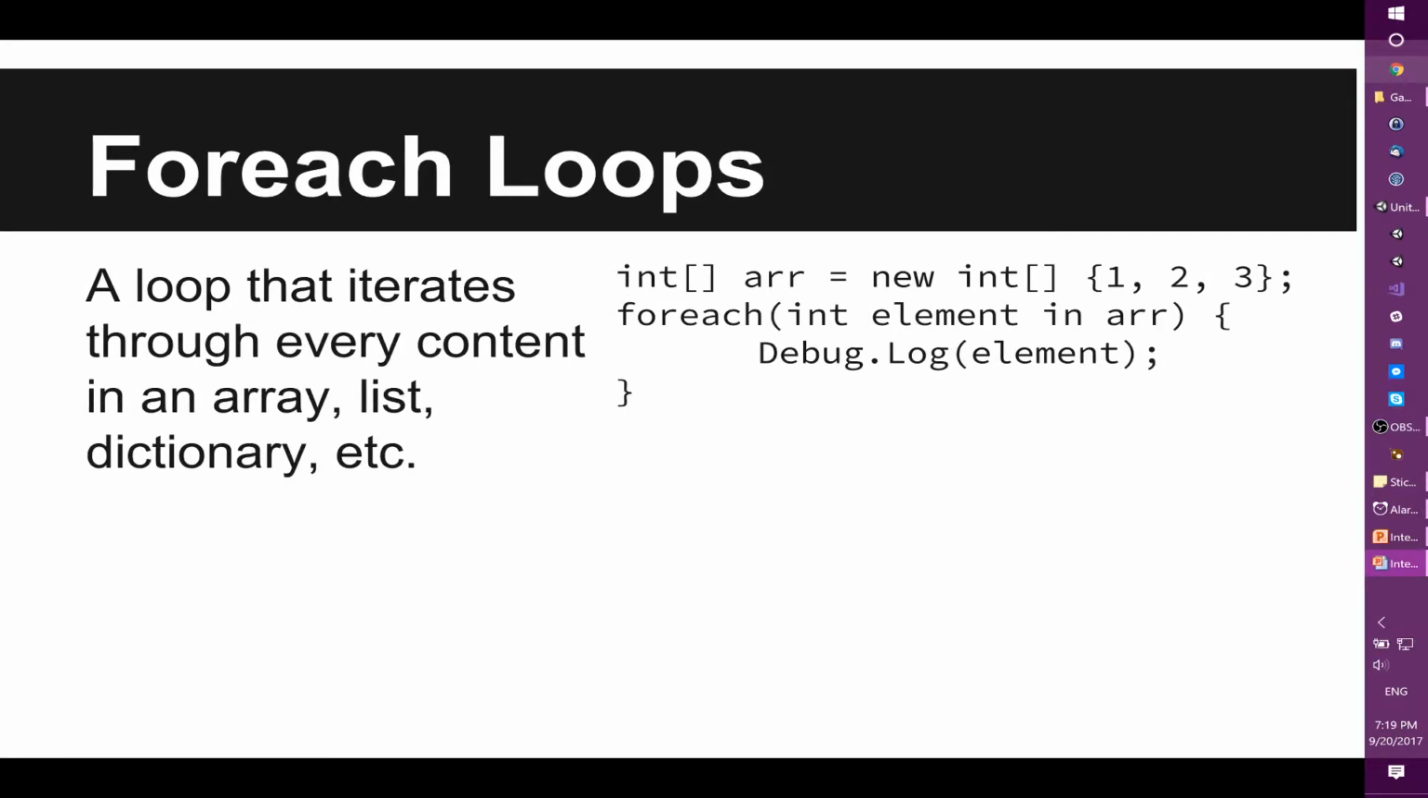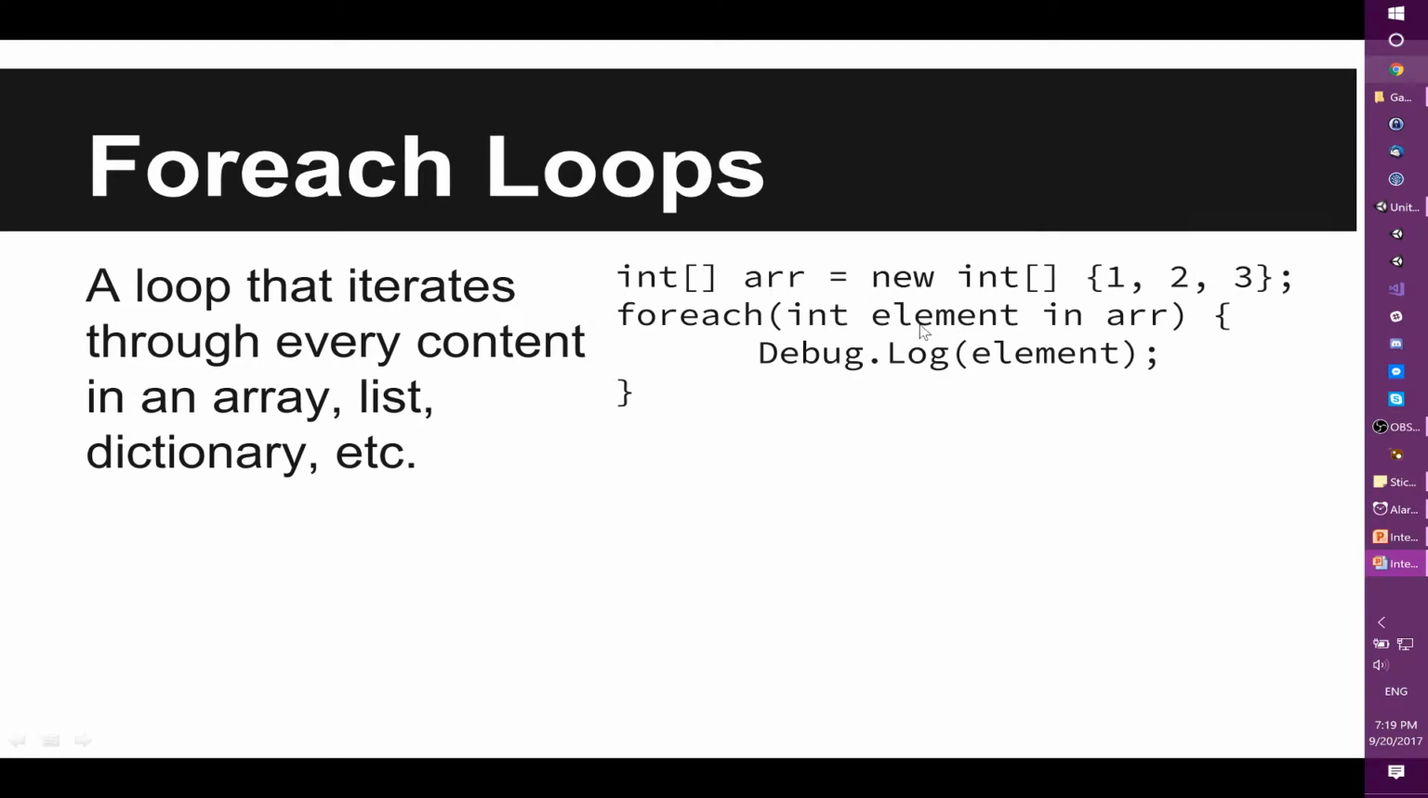And then foreach is a simpler version of a for loop where the syntax is, in between the parentheses right here, the type of the element, the name of a new variable to be created, in is a keyword, and then the array variable right here.